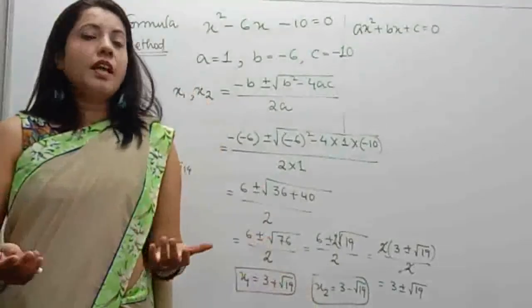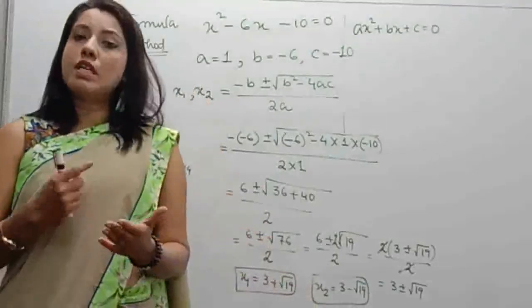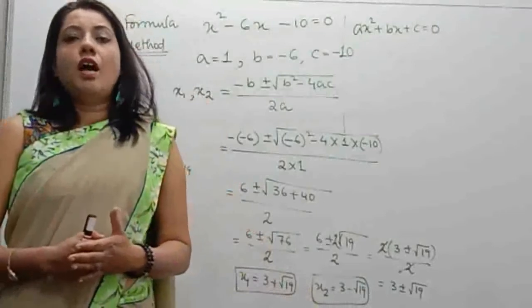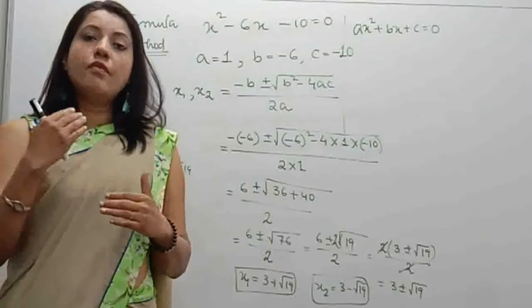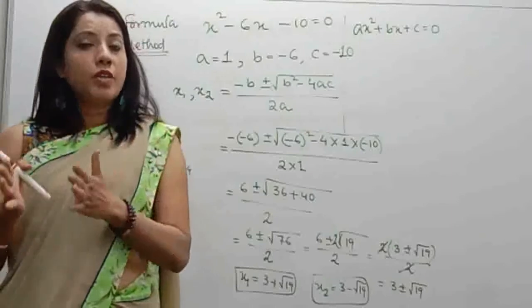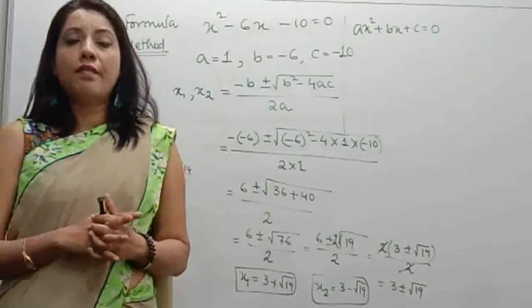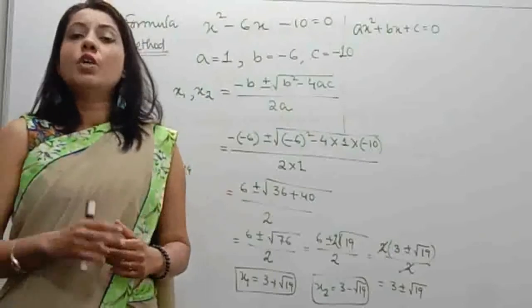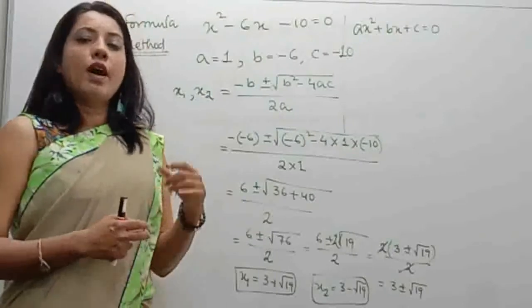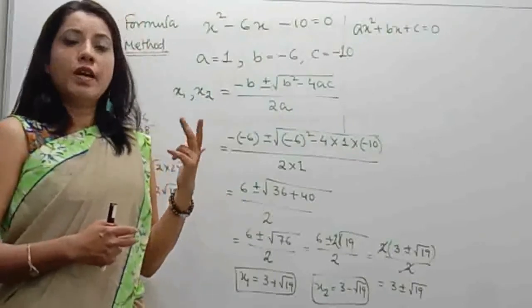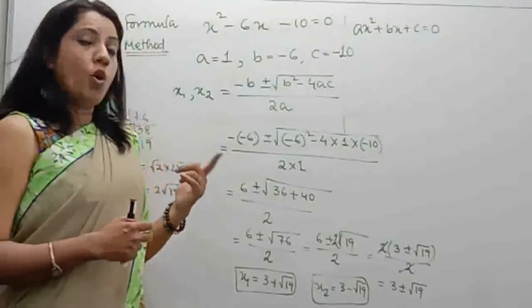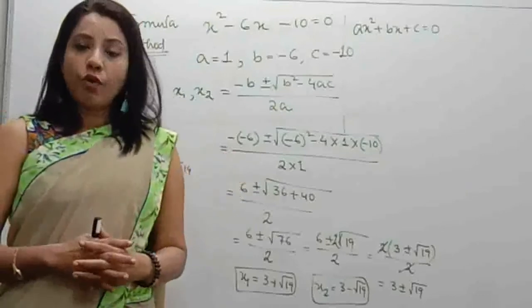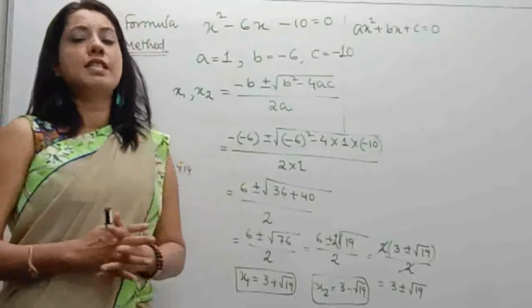So students, in this video we have seen what a quadratic equation is, what the variable is, how many values a quadratic equation will have, and how to solve the quadratic equation to get the two values. Two methods I discussed today: one is the factorization method and the other is the formula method. I hope this video was quite informative and you have understood both the methods nicely.